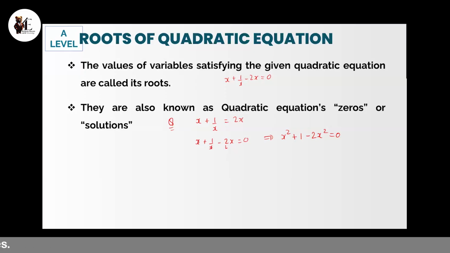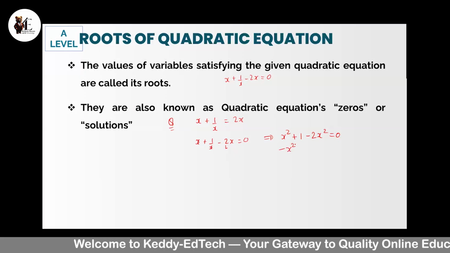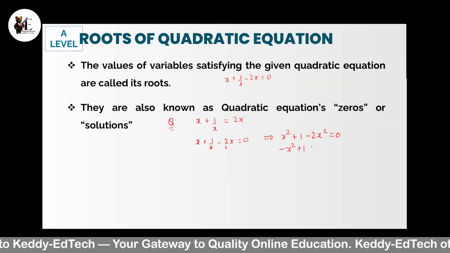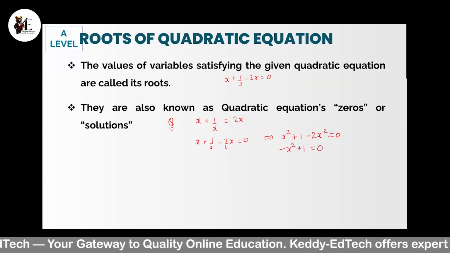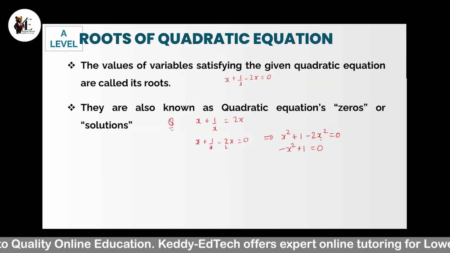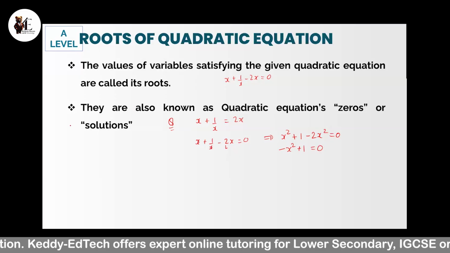Then the positive x squared becomes negative, so negative x squared, negative 2x squared, plus x plus 1 equals 0. So is it a quadratic equation? Yes, it's a quadratic.